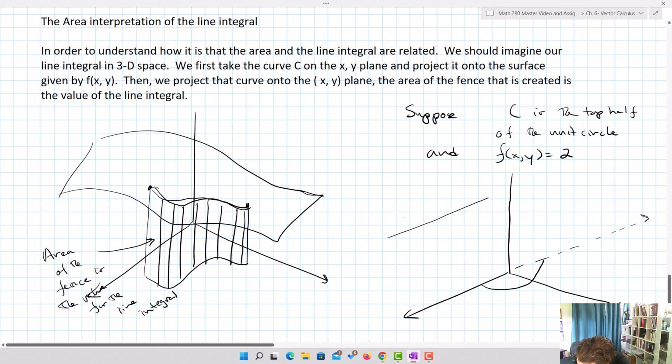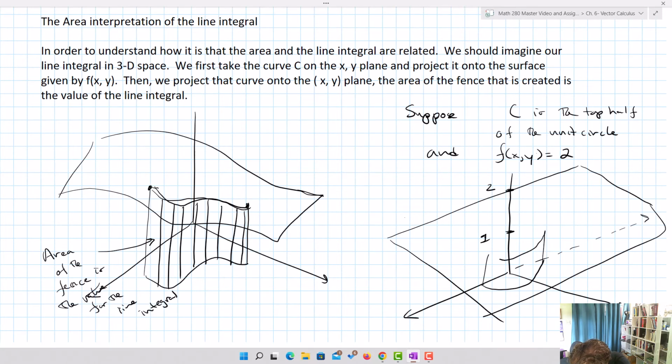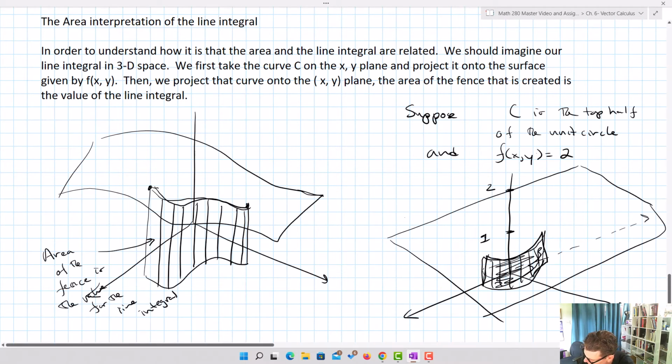And then I've got the plane, right? Here's z equals 1, z equals 2. So there's that plane. And what I imagine is that I construct a fence in between the xy plane and the plane z equals 2, and the area of this fence is going to end up being equal to the value of my line integral.